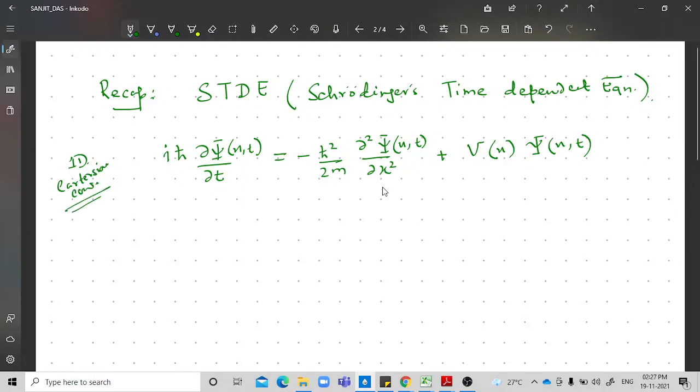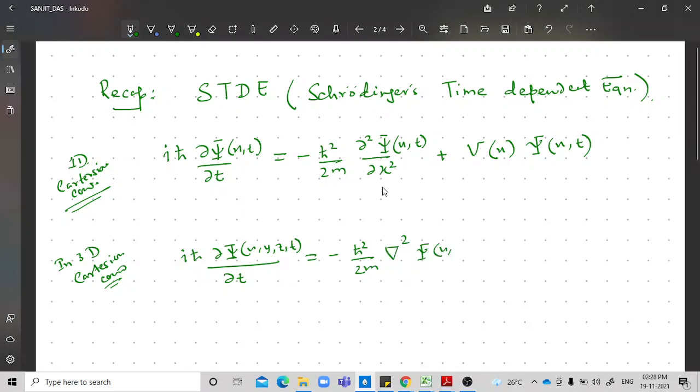Of course we can generalize into 3 dimension. So in 3D Cartesian coordinate it will be I h bar dou psi by dou t equals minus h bar square by 2 m Laplacian of psi of x, y, z, t plus V, then it will be a 3 dimensional potential, and psi as a function of x, y, z, t.